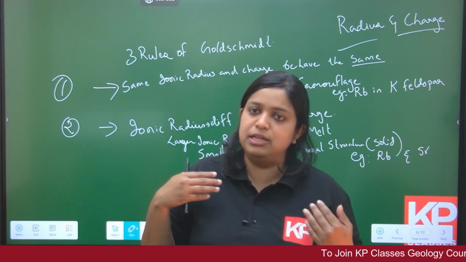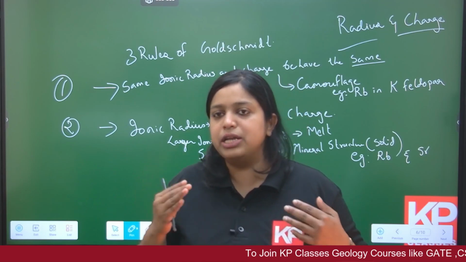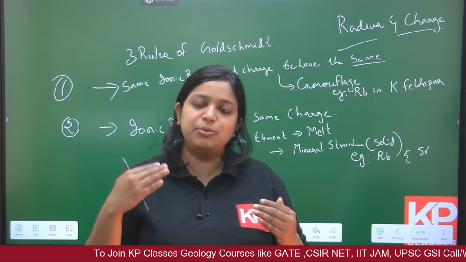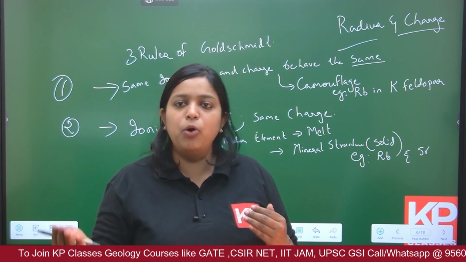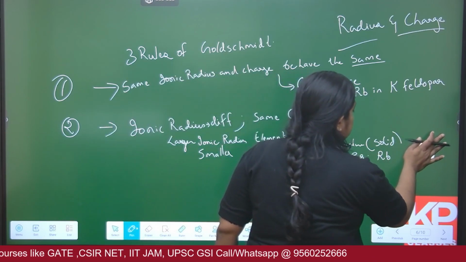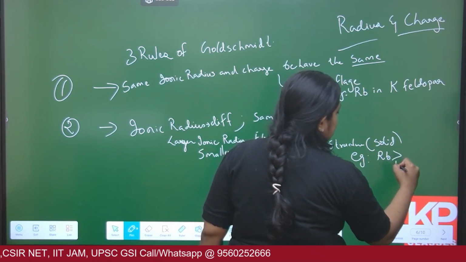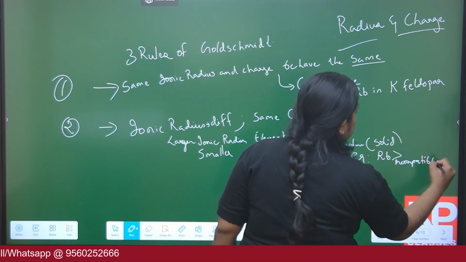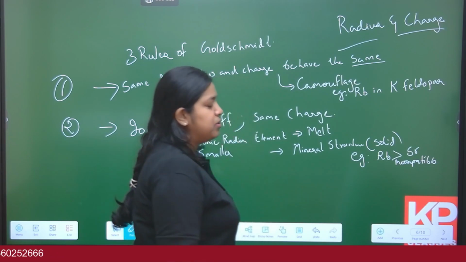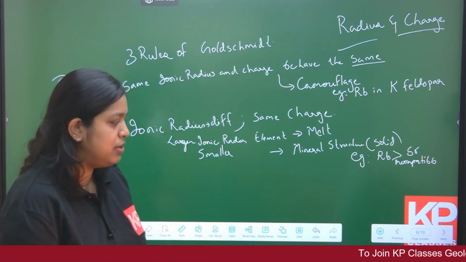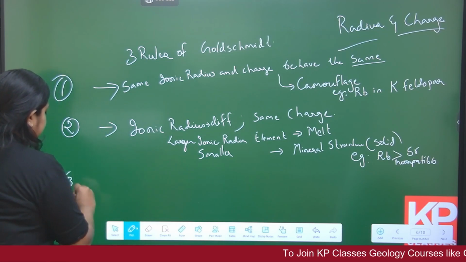Strontium has a smaller size, or the ionic radius is smaller. So strontium will crystallize more, will get into minerals more than rubidium. So we can say that rubidium is more incompatible than strontium. Okay. Now the next case is the third rule.